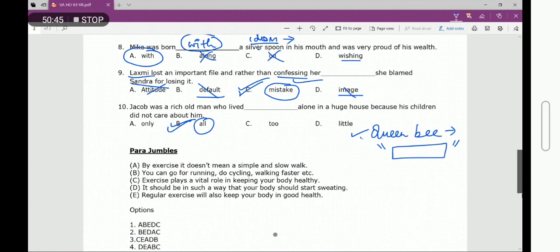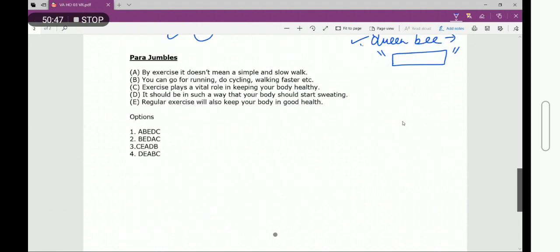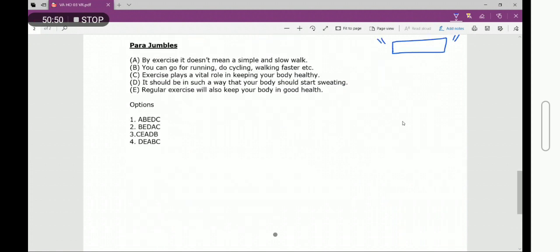So I have given you one last question. The reason is that I wanted to introduce you to this concept of parajumbles. What parajumbles actually is, sometimes in the exams, and I'll take one more class on parajumbles where we will do it in more detail, but I just wanted to introduce you.